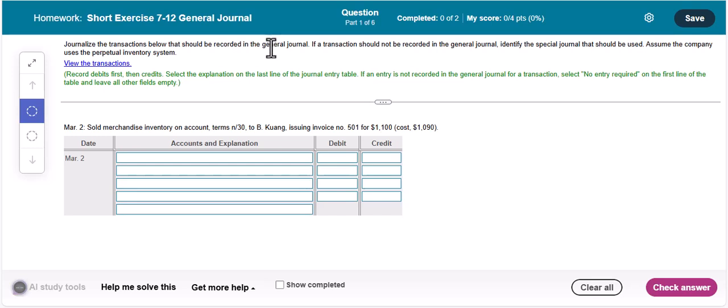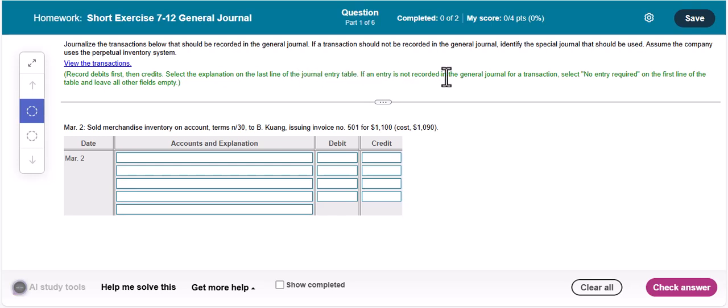So in this problem, they're going to give us some transactions. We have to figure out, do they go into a special journal or do they go into the general journal? So it tells us here, journalize the transactions below that should be recorded in the general journal. If a transaction should not be recorded in the general journal, identify the special journal that should be used. Assume the company uses the perpetual inventory system. Record debits first, then credits. Select the explanation on the last line of the journal entry table.